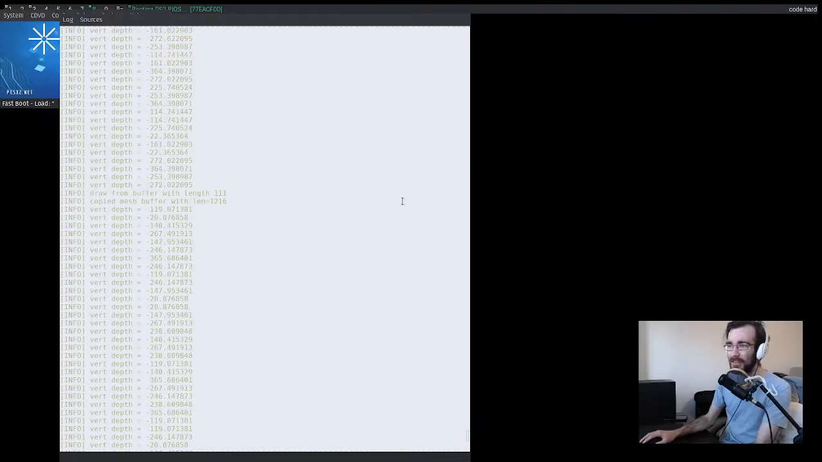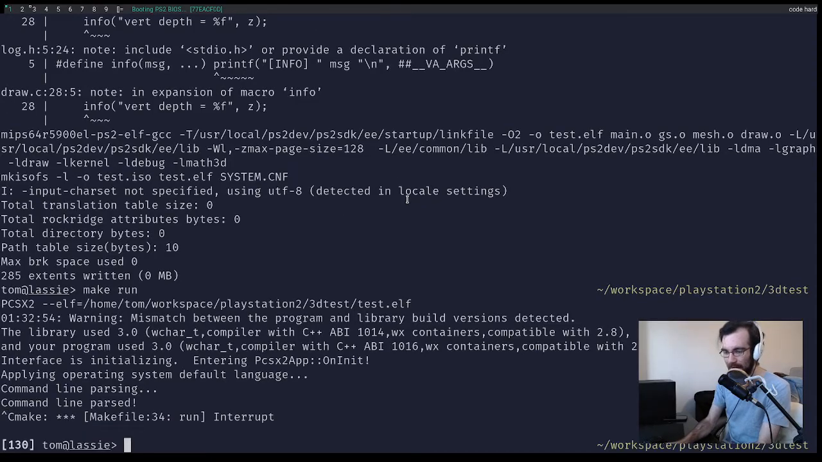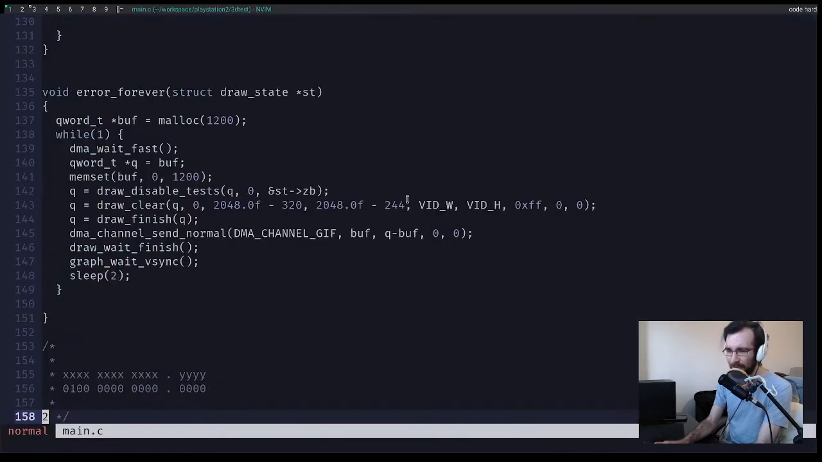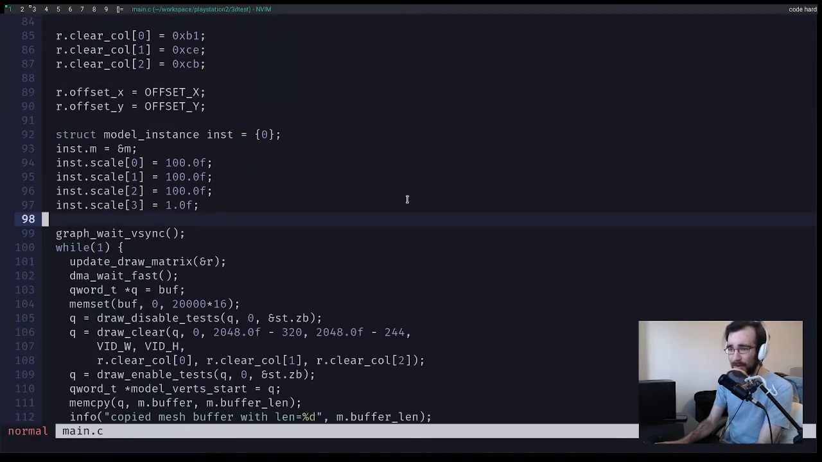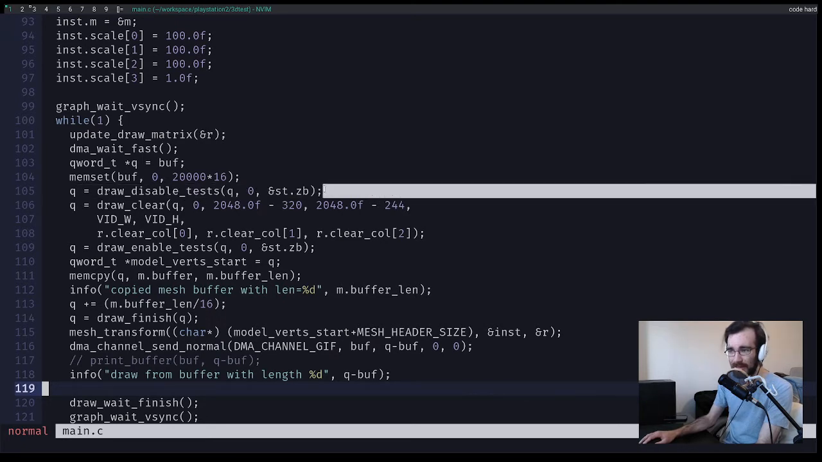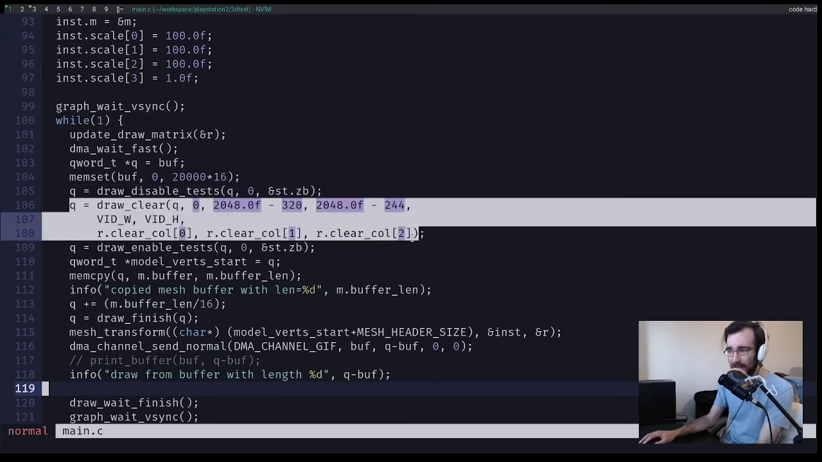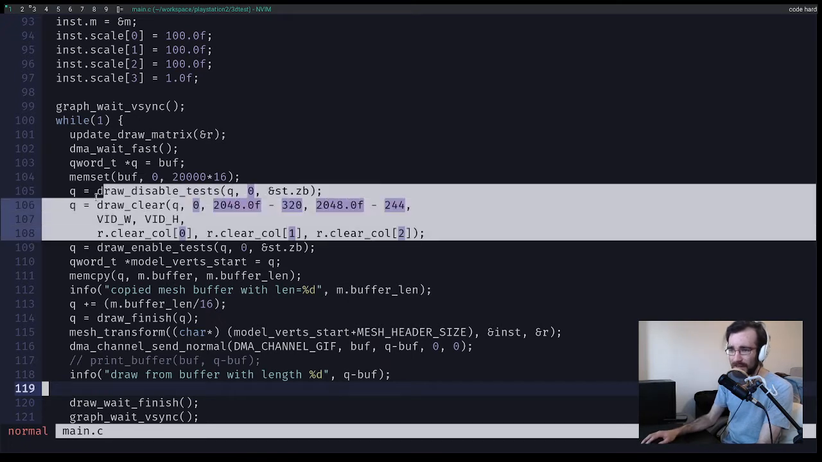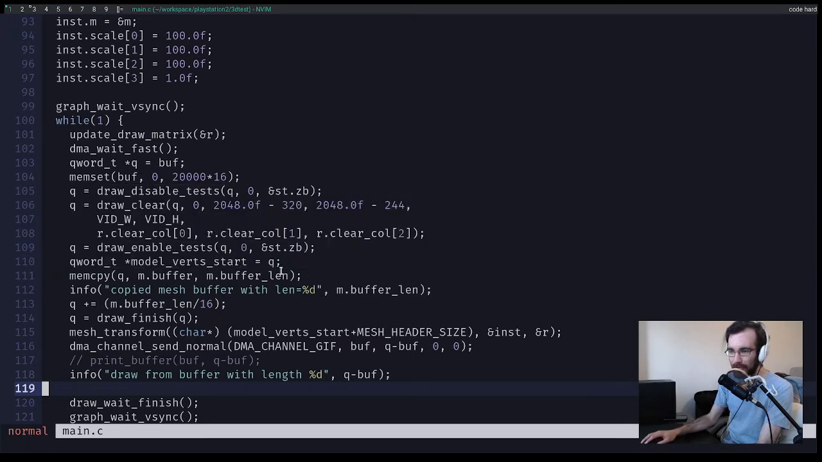So there's some stuff to look into here, but the big thing is to think about how our Z is being handled. If we go into our main.c, if we look at where we're building our main draw buffer here, we disable our z-test before we clear the screen, because when we clear the screen we want to just fill every single pixel. We don't care about the Z at all, so we're just going to ignore it while we clear the screen, and then we're going to enable it and draw our model. And there's something very interesting that I noticed.